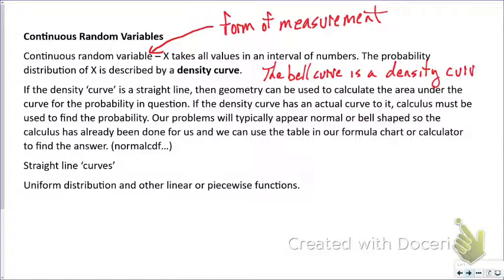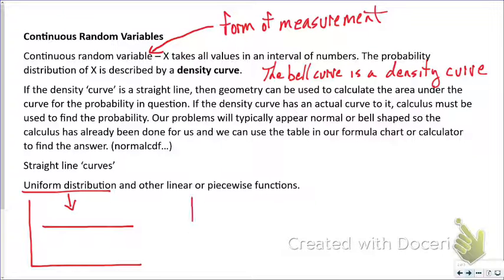Down here at the bottom of the page, it talks about straight line curves, if you can call that curving, but it's called a uniform distribution, which looks like a flat line. You could have other linear things, so that's uniform. But you could have other functions. I mentioned piecewise. What if it's uniform for a little bit, and then it increases? Who knows what it does? Maybe it goes down from there.